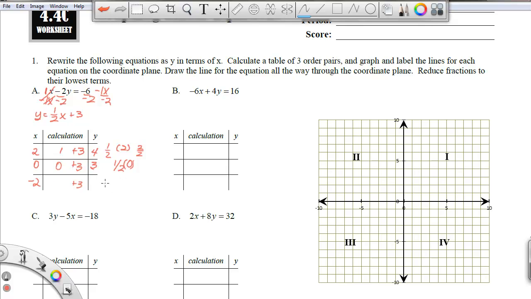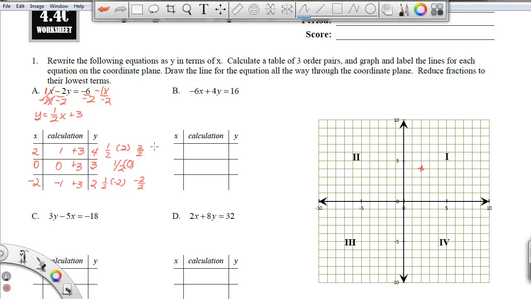And now for my last point, I have 1/2 times a negative 2. So negative 2 times 1 is a negative 2. And negative 2 divided by 2 is a negative 1. So now we add these two integers and I get 2. So my ordered pair is 2, 0, negative 2. Or excuse me, it's 2 and 4, 0 and 3, and negative 2 and 2. So let's go ahead and plot our points. I've got 2 and 4. So I come over here, 2 on the x-axis and up 4 on the y.